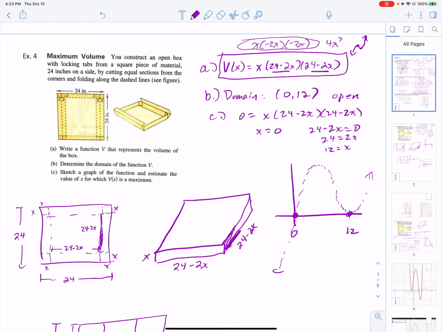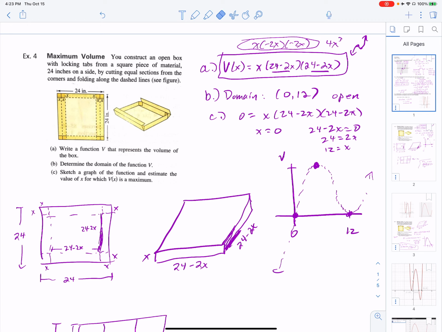So knowing a little bit about the end behavior, kind of estimating if I expand that volume, what that leading term would look like, it looks something like this. And so I want to figure out, what is that height? What is that maximum volume? And that's what I'm going to be looking for in Desmos.